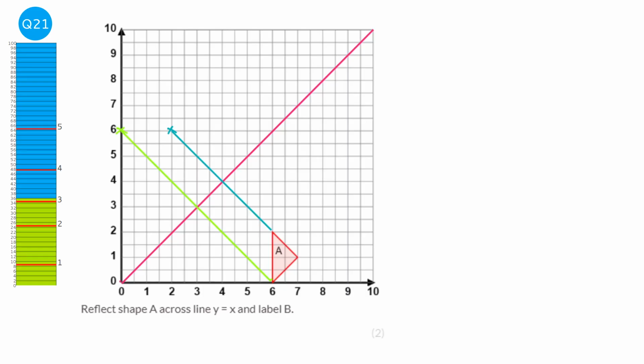And then finally, I'm going to do this slightly harder one. So we've got 1, 2, 3, 4, 5, 6. 1, 2, 3, 4, 5, 6. Kind of goes over the other one, ends up here. So if we join these up, and we need to label it B.